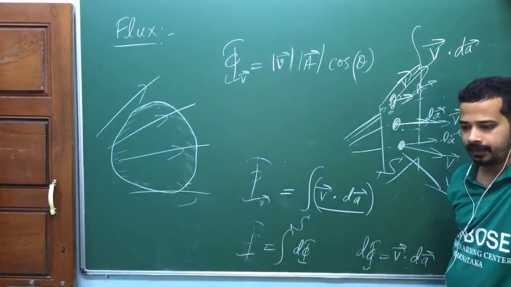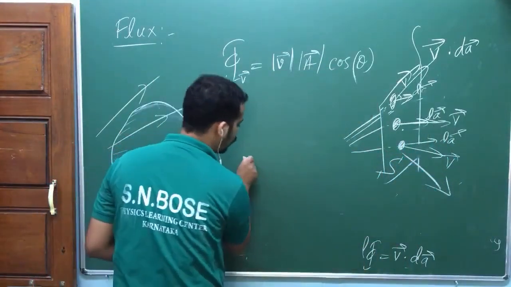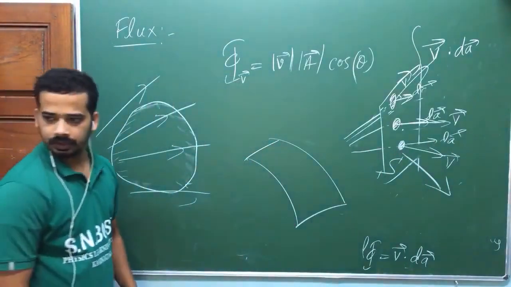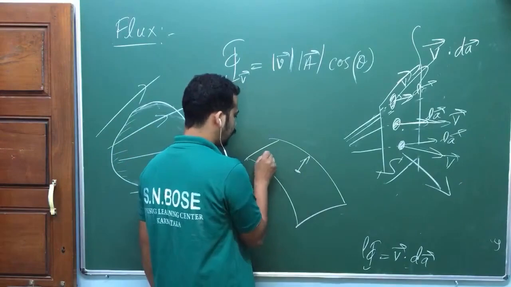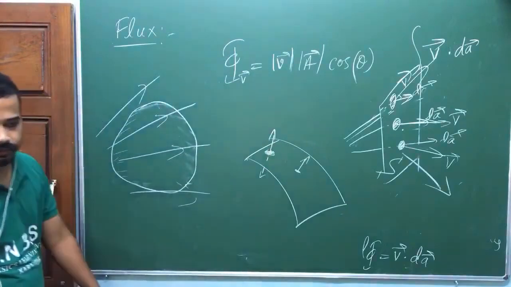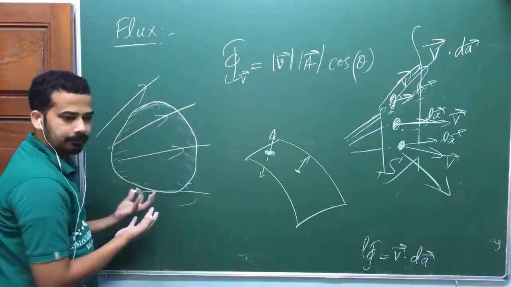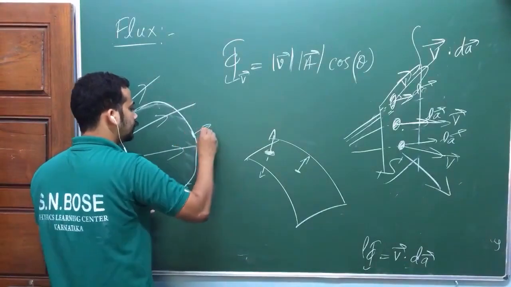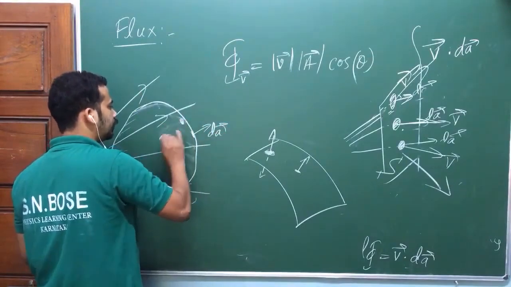If you have any open surface area like this, it need not be planar, then the question comes whether this dA vector should be chosen like this or like this, am I right? The question comes in which direction the dA vector should be chosen. But when you take a closed surface area, then we can talk about the dA vector outward from the region, or the dA vector inward towards that region, am I right? You can just imagine this one.